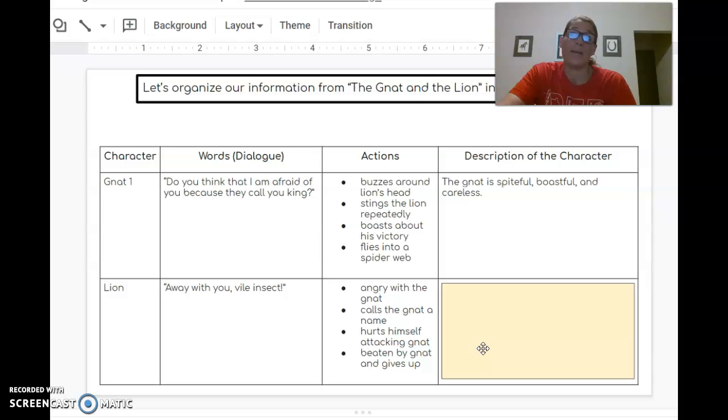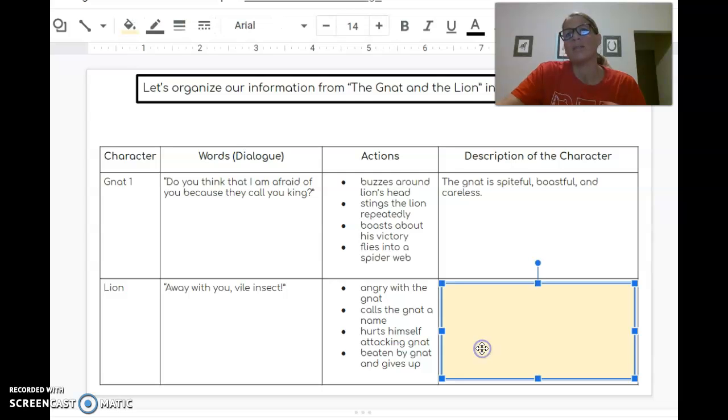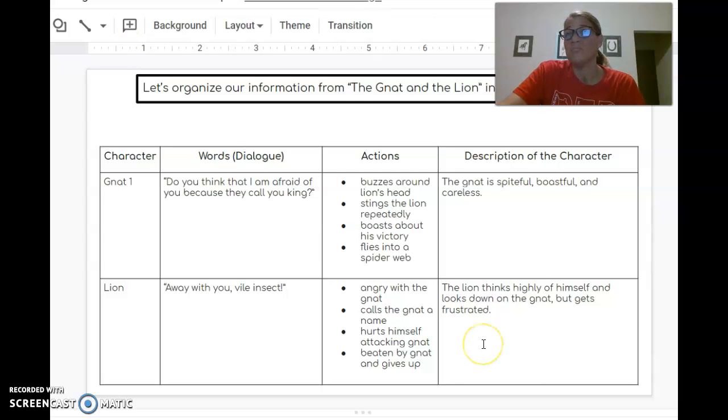What does that tell us about the lion? So we're talking about what he said, the way he acted. What can that tell us about the lion? Well, the lion thinks highly of himself, and he looks down on the gnat. He's kind of like, you vile insect, you disgusting insect. Well, the insect could think the lion was disgusting, right? Maybe you stinky big cat. So he feels that he himself is a little bit higher and mighty, and he may have that I'm the king of the jungle attitude. But even though he feels that way about himself, he still gets frustrated. He still gave up. So we know that that's a description of him.